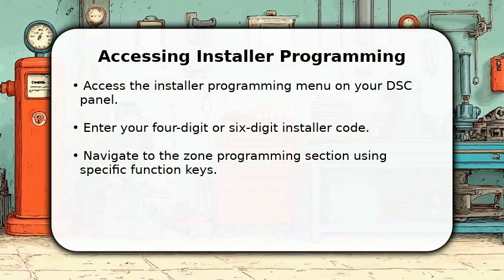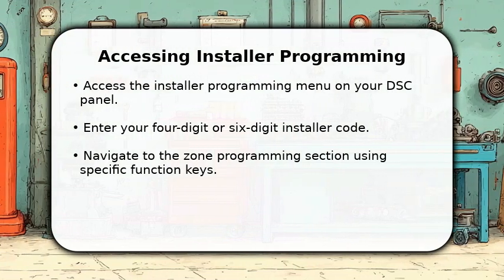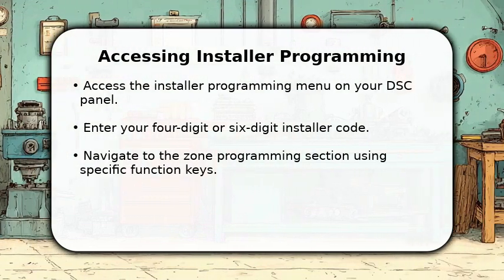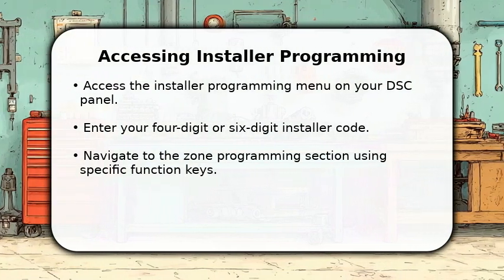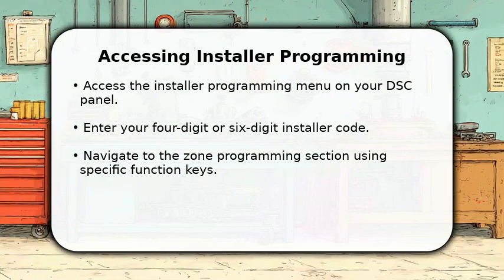Once inside, navigate to the Zone Programming section. This usually involves pressing a specific function key or entering a module number. Make sure you have your installer code handy before starting this process.